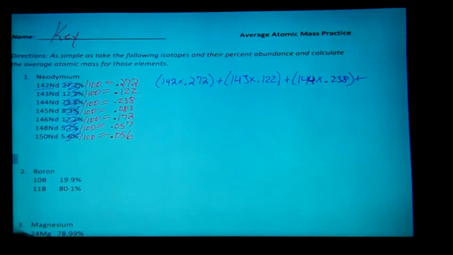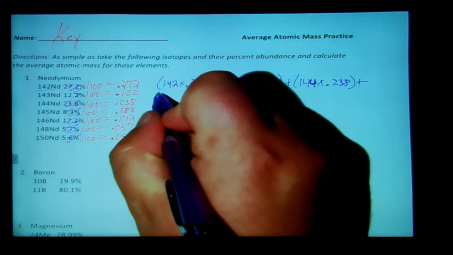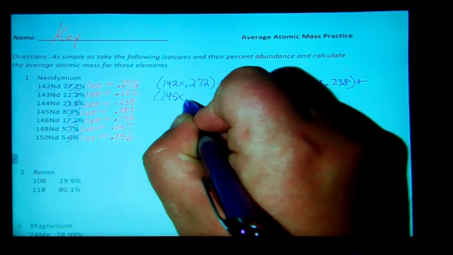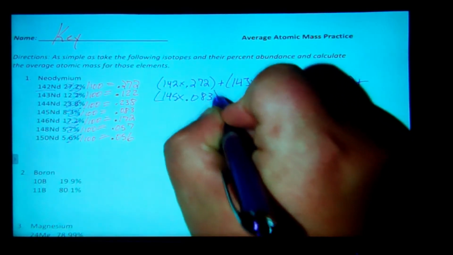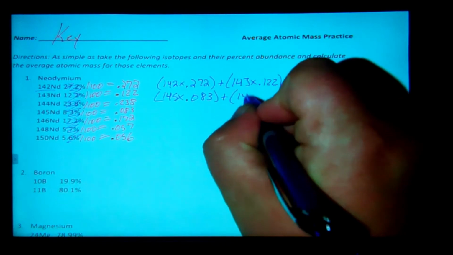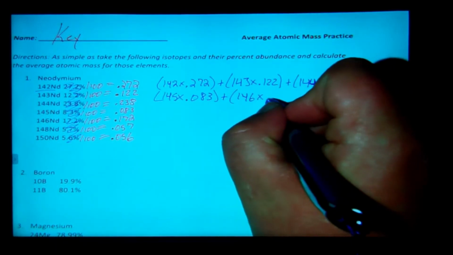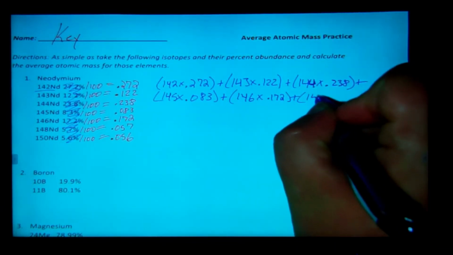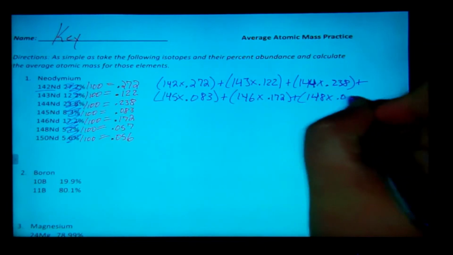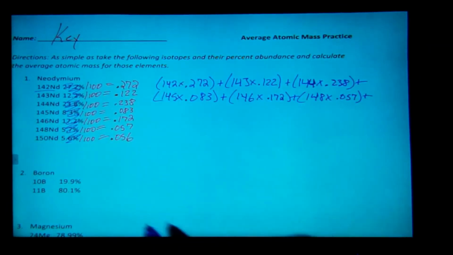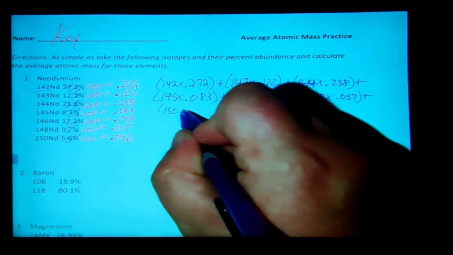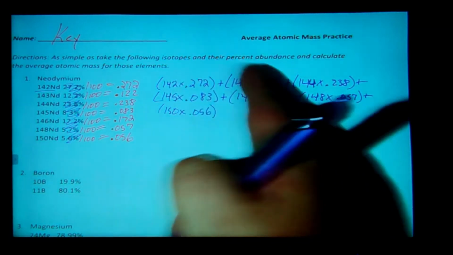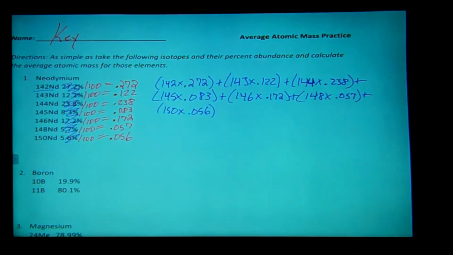So 144 times 0.238 plus 145 times 0.083 plus 146 times 0.172 plus 148 times 0.057 plus 150 times 0.056 in parentheses. Double check. 1, 2, 3, 4, 5, 6, 7. 7 of them, I'm good there.